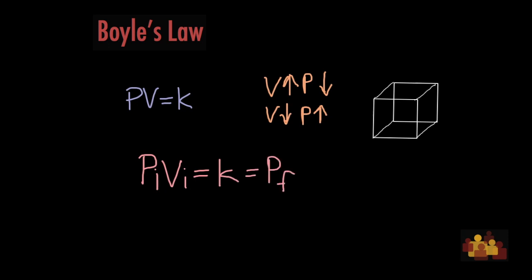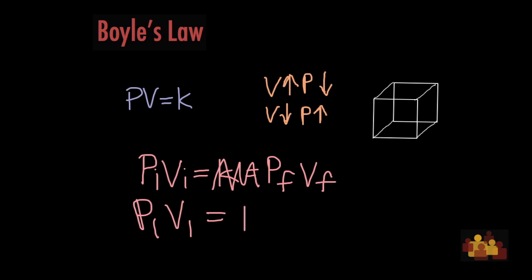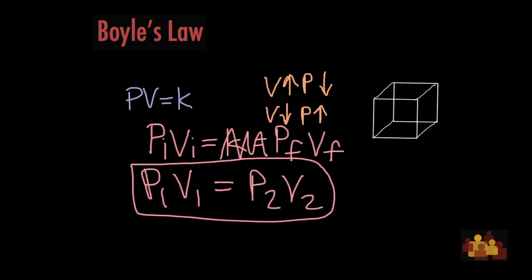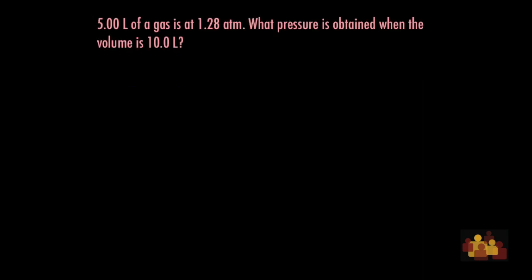Since K is just a constant, you can write it as initial pressure times initial volume equals final pressure times final volume. In most textbooks, you will see this equation written as P1V1 equals P2V2. It's the same thing. Just remember that this is only true in conditions where temperature and amount of gas do not change. So let's try a problem.